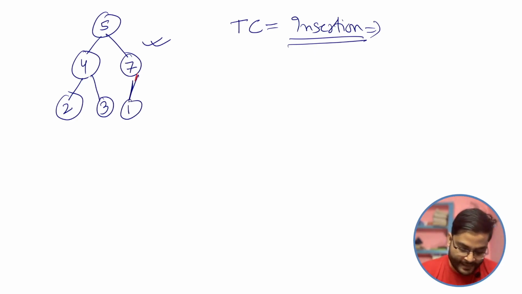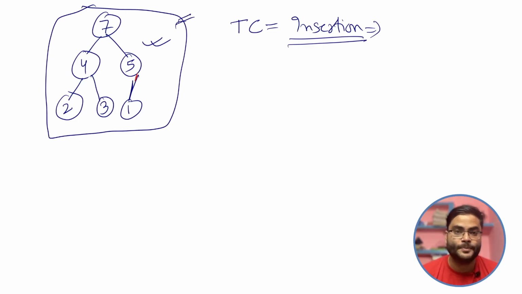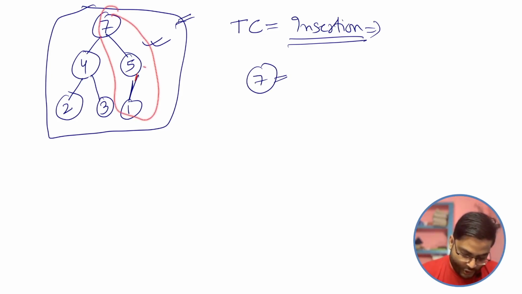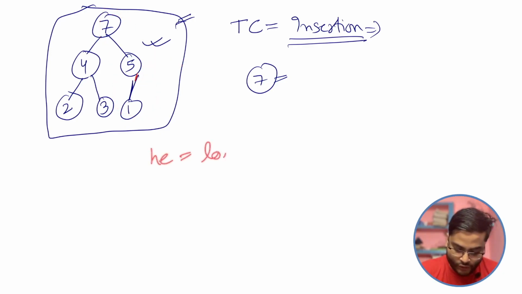Okay, now compare this one. 5 is a parent of 7, but 5 is less than 7, so it also doesn't follow the property of max heap. So I will again swap. So it will be 7, it will be 5. Now it follows the properties of max heap. Okay, so inserting 7 takes how much time? See, this is the height of our tree. The height of a tree is usually log of n in a completely binary tree.